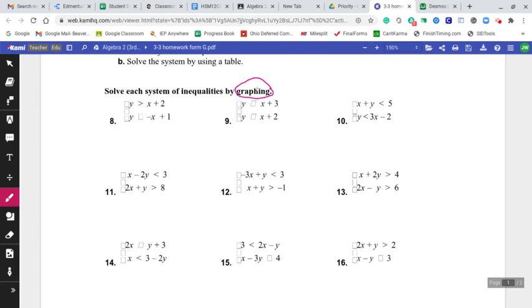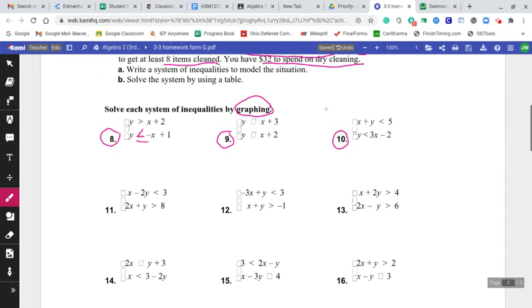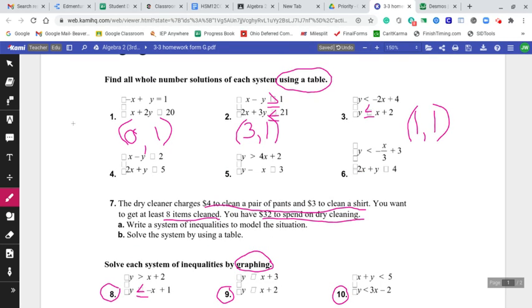The first one is y is greater than x plus 2. And number 8 is y is less than or equal to x plus 1. We're only going to do number 8, 9, and 10 for this part. So we're really only doing 6 questions for this homework so far. 1, 2, 3 up here, right? And we're going to use graphing again.